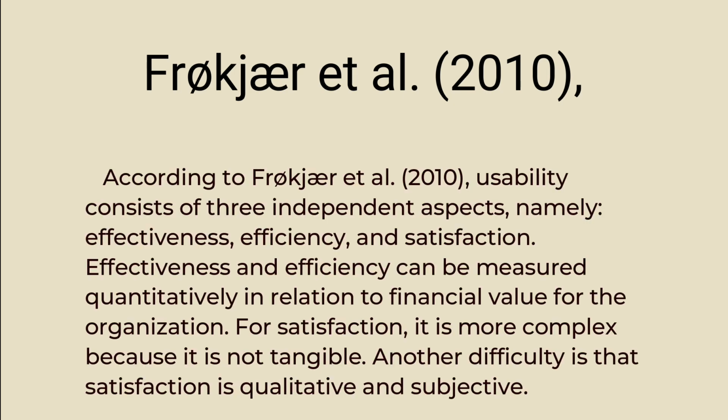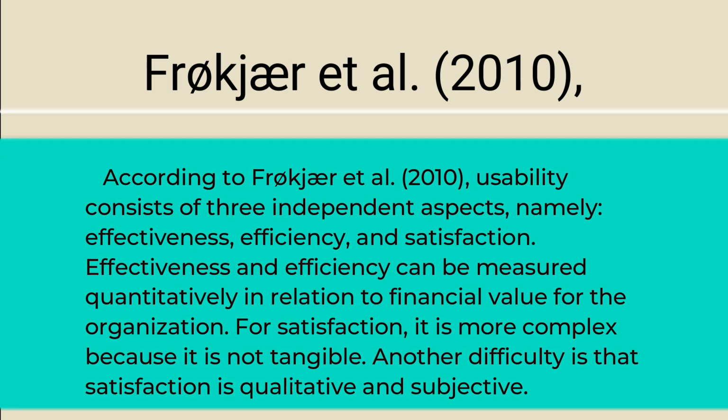According to Frøkjær et al., 2010, usability consists of 3 independent aspects, namely effectiveness, efficiency, and satisfaction. Effectiveness and efficiency can be measured quantitatively in relation to financial value for the organization. For satisfaction, it is more complex because it is not tangible. Another difficulty is that satisfaction is qualitative and subjective.